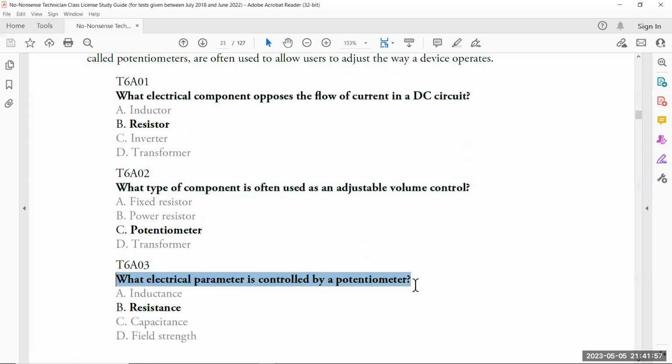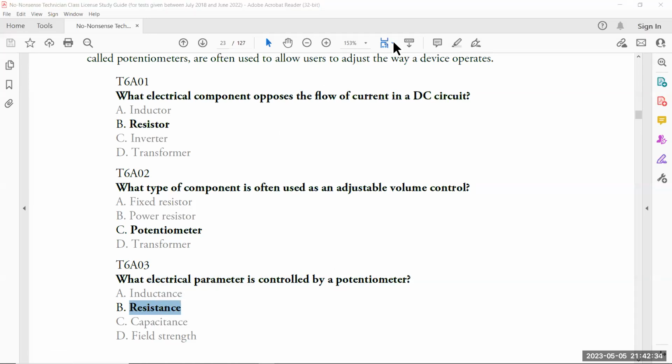Last question for this evening. What electrical parameter is controlled by a potentiometer? So what are they asking us here? Electrical parameter. So we learned about resistance, voltage, current, and so on, right? But they're asking what electrical parameter is controlled by a potentiometer. And if you think about the potentiometer, it's a variable resistor. So therefore, what it must control is resistance. So that would be it for our question pool this evening.